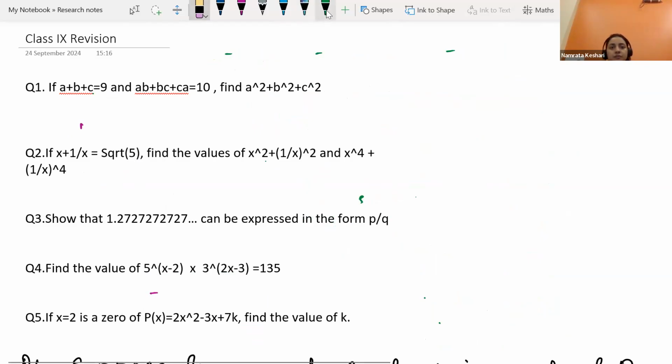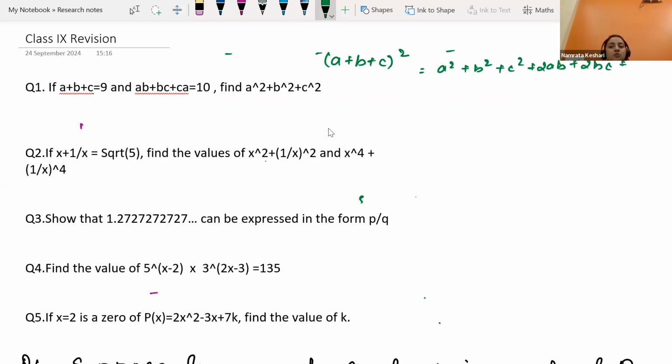Let's do it. So here the first question says that a plus b plus c is equal to 9, ab plus bc plus ca is given as 10, and a square plus b square plus c square we need to find. We know a formula where all these are present. The formula is the formula of (a plus b plus c) whole square. That is a square plus b square plus c square plus 2ab plus 2bc plus 2ca. In this formula everything is present.